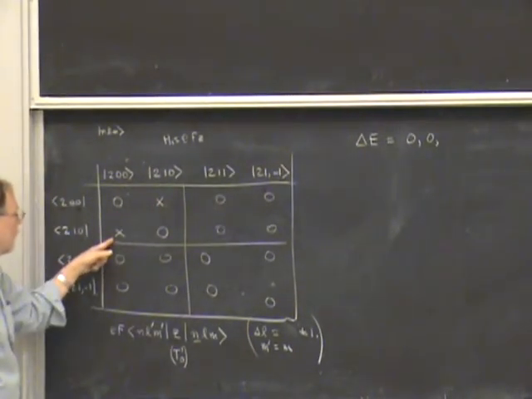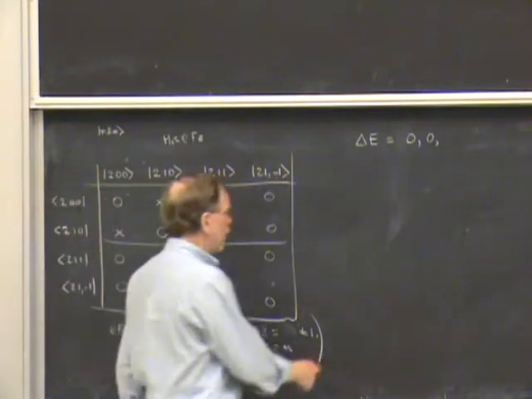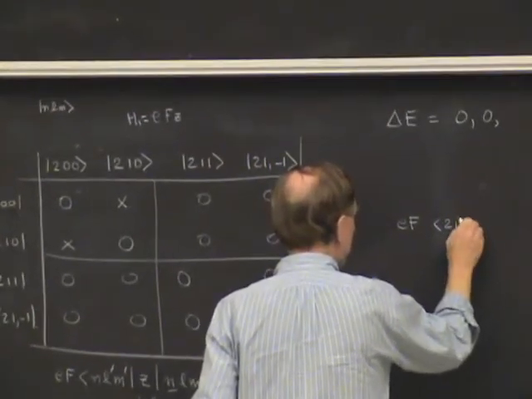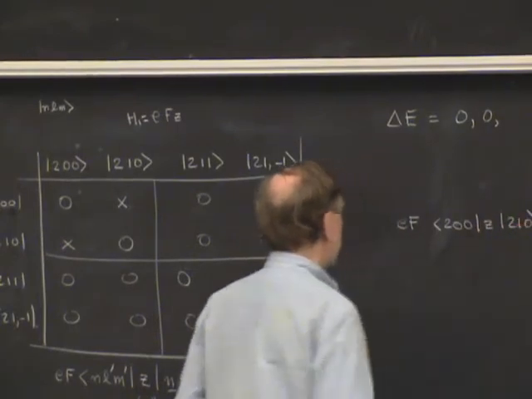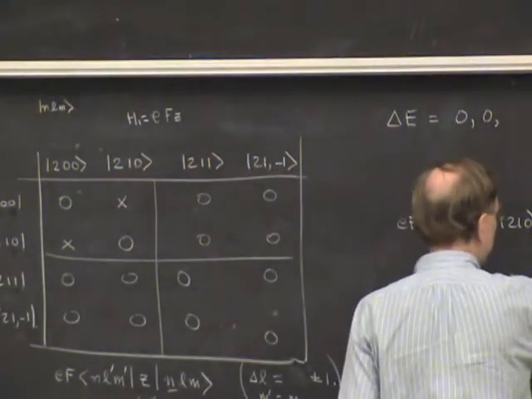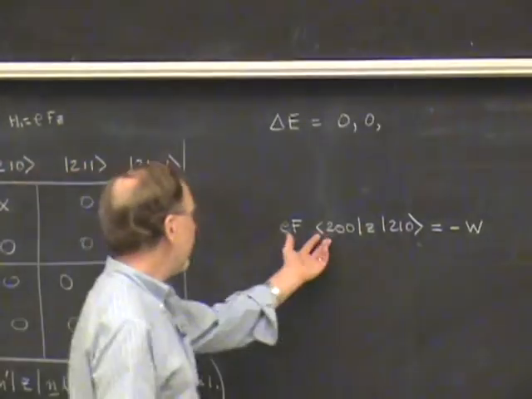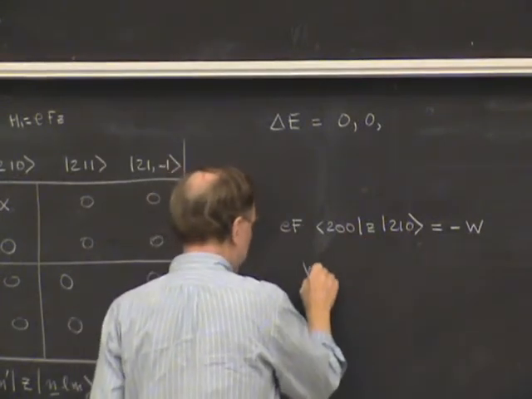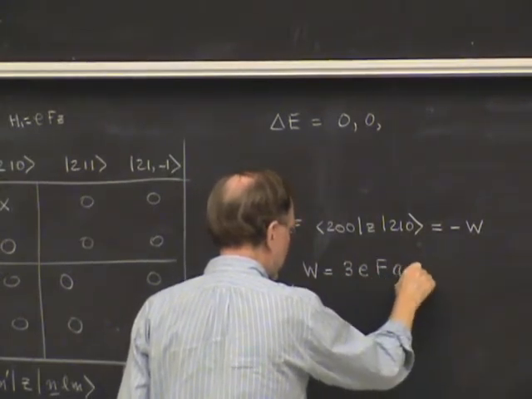Well, let's do some work and actually calculate matrix elements here. X just means an entry that could be non-zero. Actually, the entry itself is e times F times the scalar product of 2, 0, 0 on the left, the coordinate z in the middle, and then 2, 1, 0 on the right. And this turns out to be a negative number, so I'll write it as minus W, so that W will be a positive number. I know this because I plugged in the wave functions, the Y_lm's, and the radial integrals, and I did the integral. And if you do that, what you find is that W is equal to 3 times the charge e times F times the Bohr radius a0.